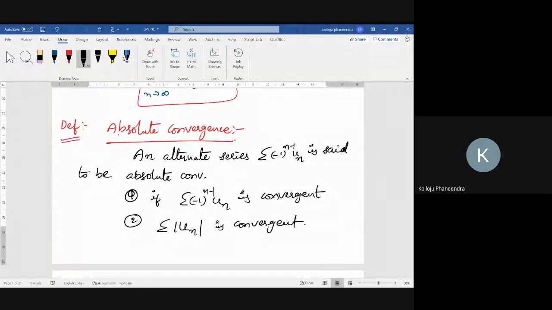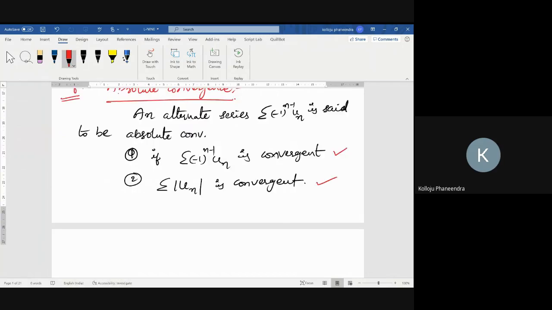Sigma mod un means what? Positive term series. Entire series is a positive term series. So absolute convergence means what? The alternate series is convergent, and the absolute series is also convergent, that means the series of positive terms is also convergent.